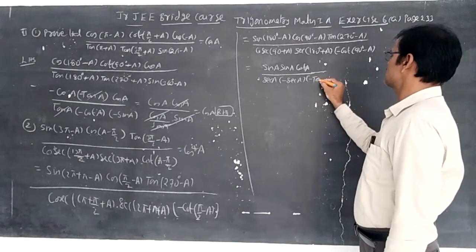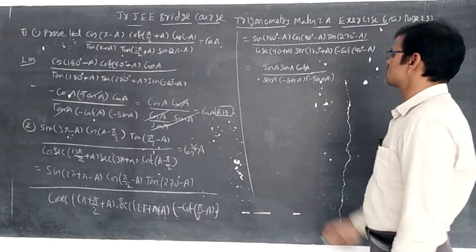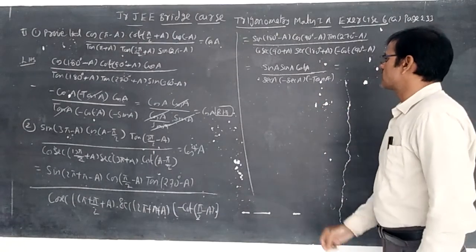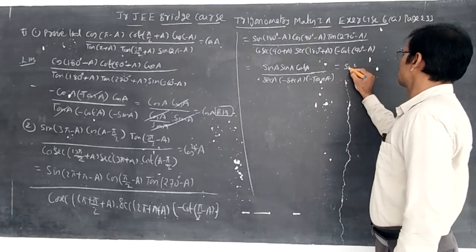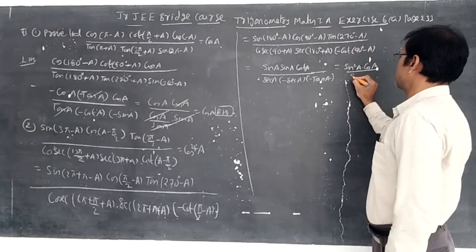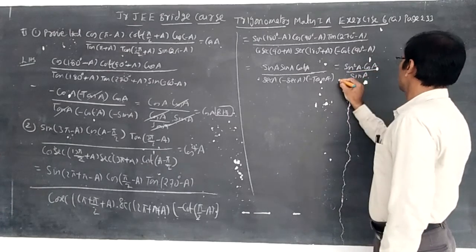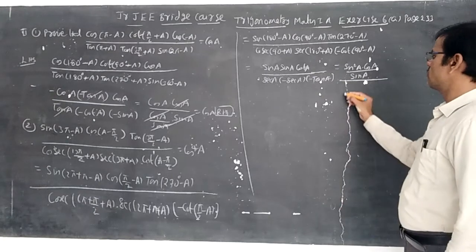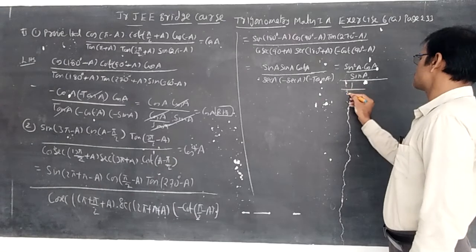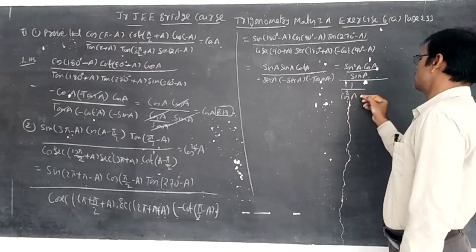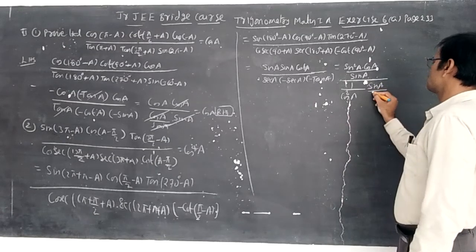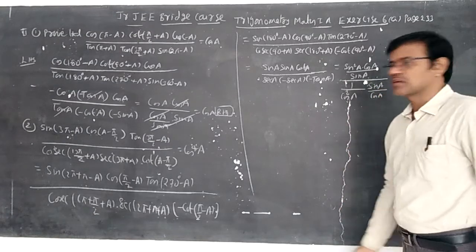Minus cot of 90 minus A means minus cot 90 minus theta, minus tan theta. So here minus simply minus tan. Cot 90 minus A means only tan A. Minus and minus becomes plus. Here you can write sin square A into cos A by sin A, whole by, minus of minus becomes plus secant square A. You can write secant square A means 1 by cos square A, into tan A means sin A by cos A.